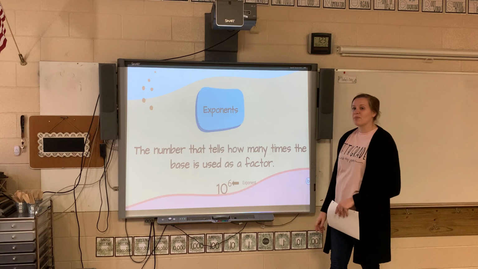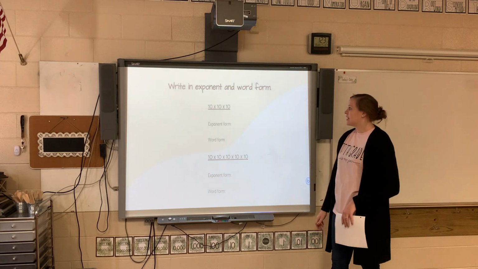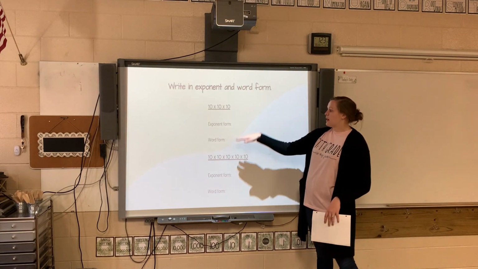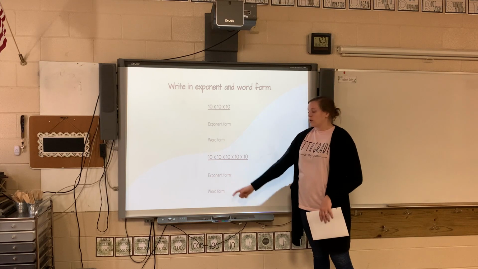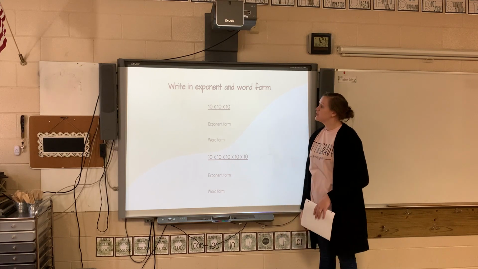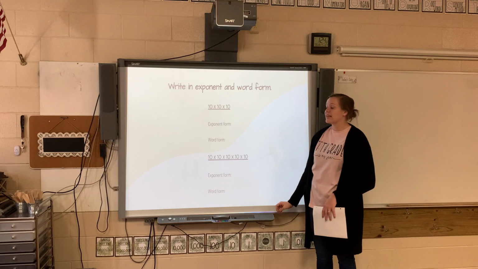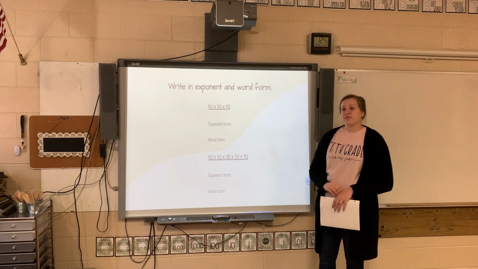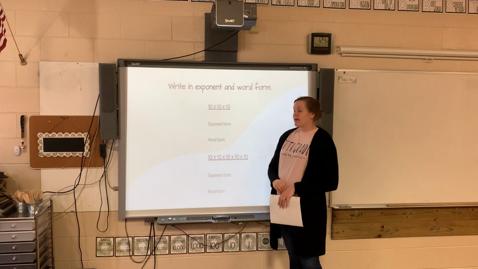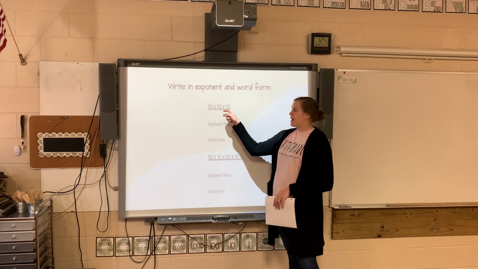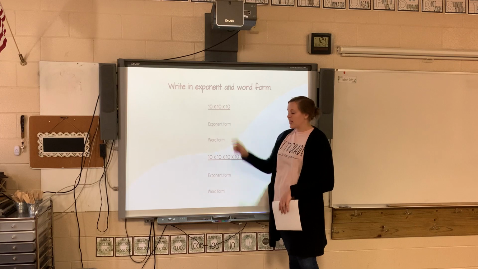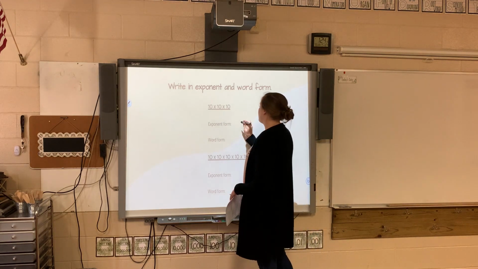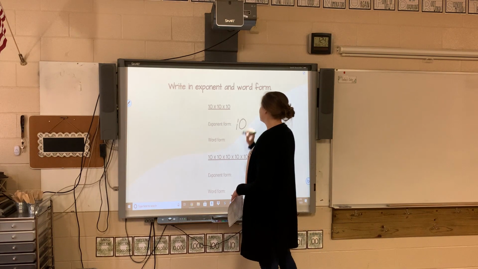We're going to go ahead and get into some practice problems. So we are going to write each of these problems in exponent and word form. So our first problem is 10 times 10 times 10. Now to write this in exponent form, we're going to need our base first. And we're going to find our base by seeing which number is being multiplied. So what number are we multiplying? 10. So our base is 10.